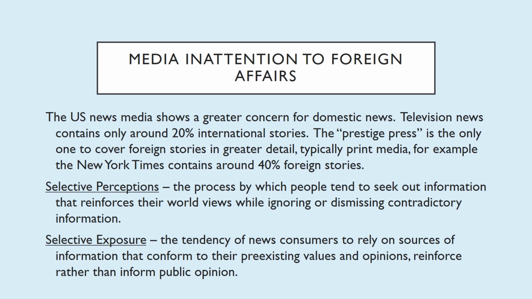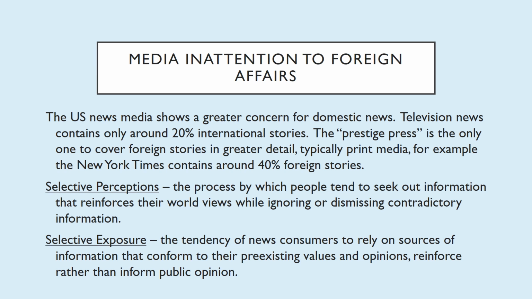One of the things that we've discussed earlier was the Almond-Lippmann consensus, where the public is largely uninformed and inattentive to foreign policy and foreign news. And this plays out in the U.S. media as well. The U.S. news tends to show only a greater concern for domestic programming. Television news contains only around 20% of international news stories. Of course, this goes up and down depending on the news cycle, but that is an average through many studies conducted.